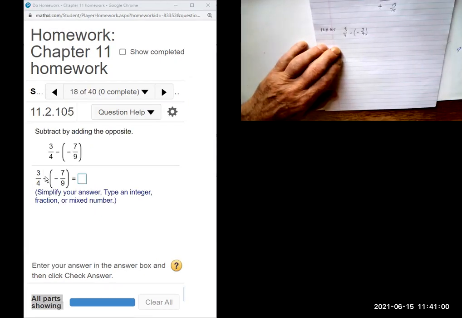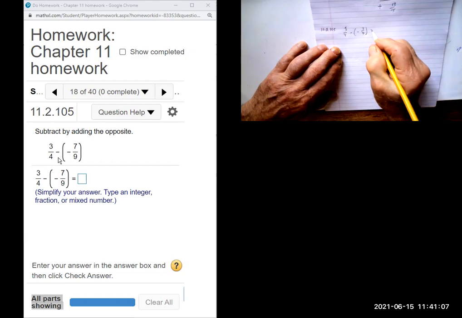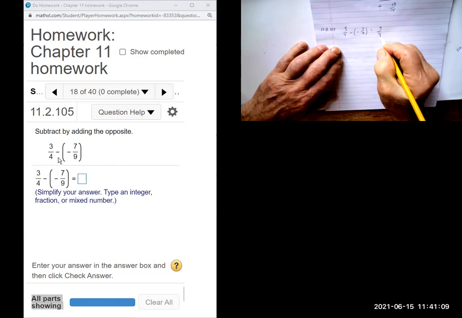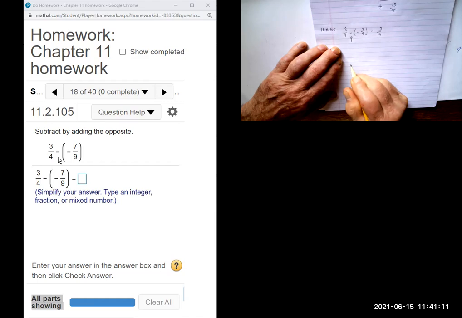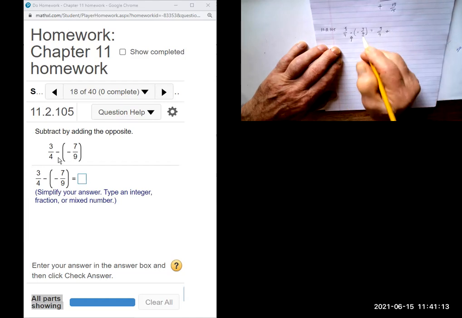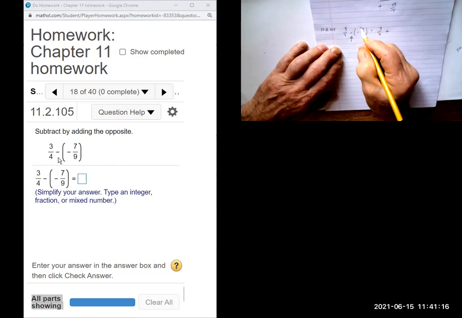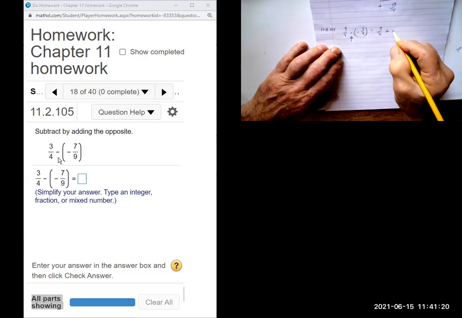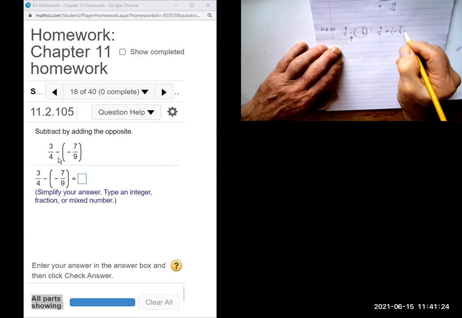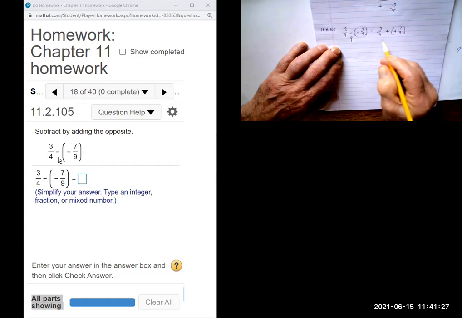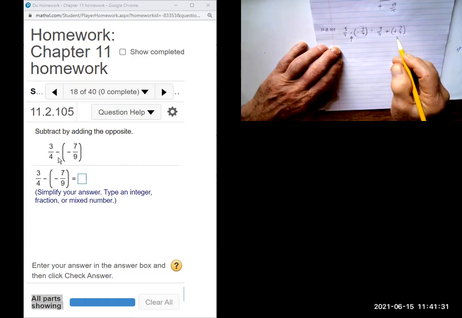Here we're asked to subtract two fractions. By the definition of subtraction, that is, add the opposite. So 3/4. When I see the subtraction symbol, I change it to addition, but I have to follow by taking the opposite of the number that is following the subtraction symbol. So the opposite of a negative is a +7/9. Now, since these are just fractions, not mixed numbers, I add them in a horizontal fashion versus vertical.